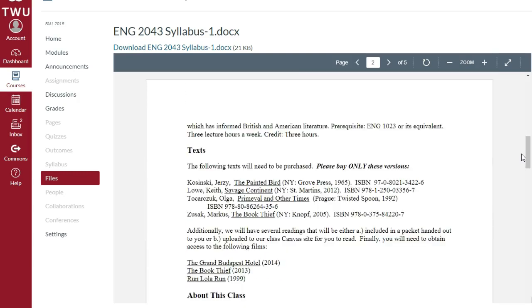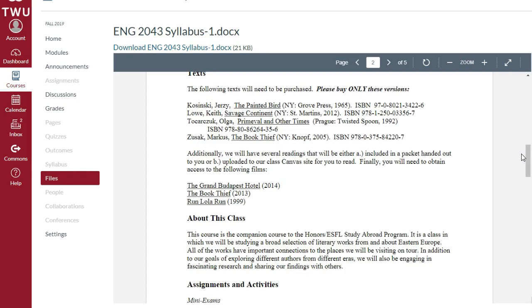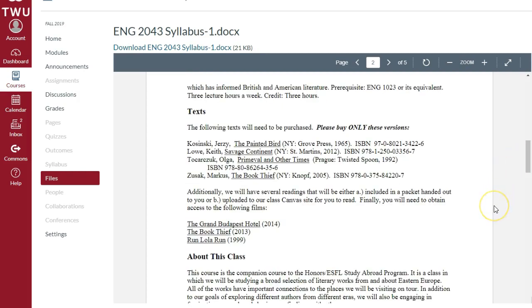So as we take a look at the kinds of readings we're going to have, we have Jerzy Kosinski's The Painted Bird, Keith Lowe's Savage Continent. We're not going to read all of that book, but there were so many selections, I just didn't want to make tons of copies, so I'm just asking you to try to pick up a copy. Maybe you can get a used copy. Olga Tokarczuk's Primeval and Other Tales, weird, funky, fantasy-like. It's weird. You'll like it. It's a lot of fun. And Markus Zusak's The Book Thief.